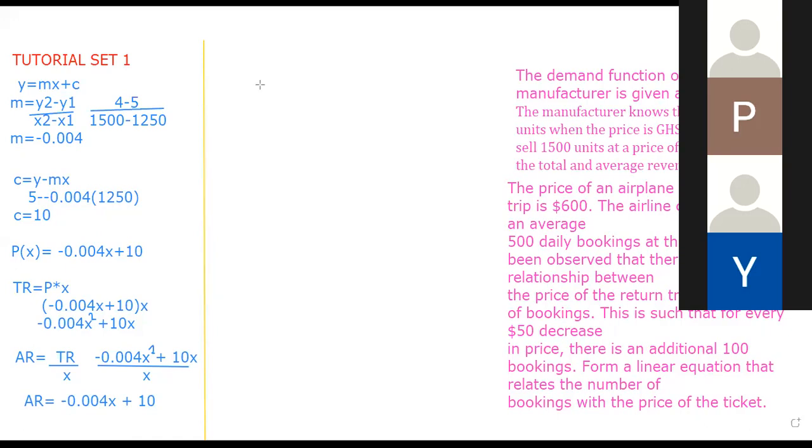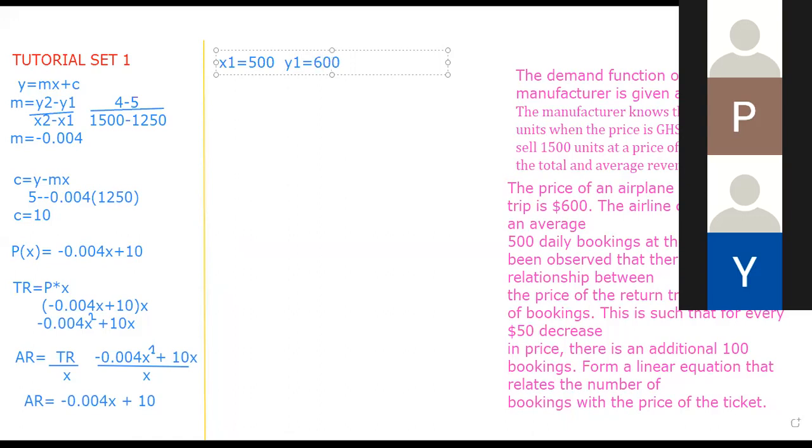Okay. So it says that the price of an airplane ticket for a return trip is 600. The airline company attracts an average of 500 daily bookings. So we can choose this as our X1 and Y1. X1 is the bookings, that is the demand, 500. Note that X is always units, so 500. Then Y1 is the price, 600.